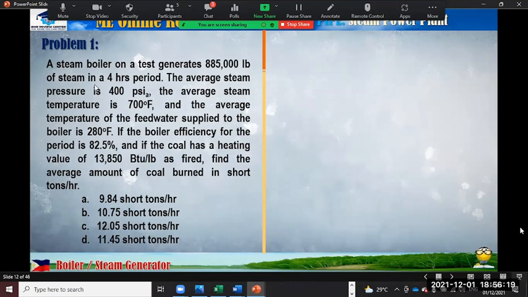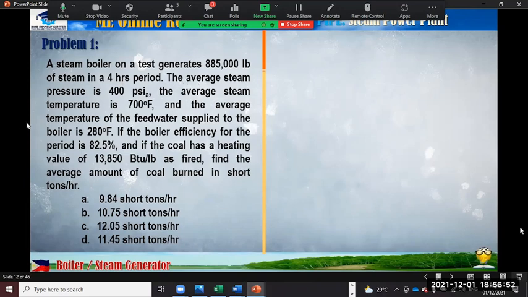For now, our first question is: a steam boiler on a test generates 885,000 pounds of steam. This is the mass of the steam in a 4 hour period. So in order for us to compute the mass flow of the steam, we are going to divide this value by 4 hours so that we can have pounds per hour, isn't it?